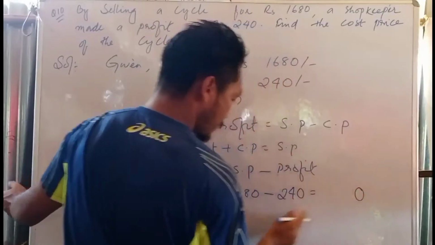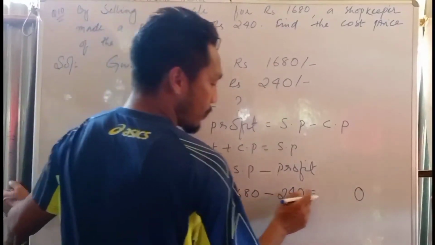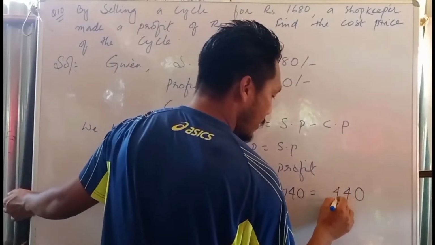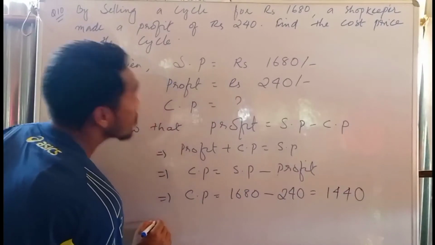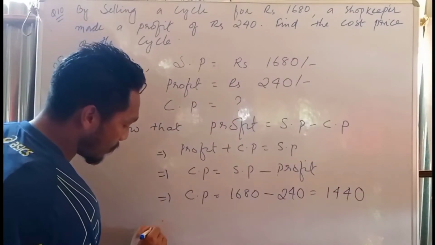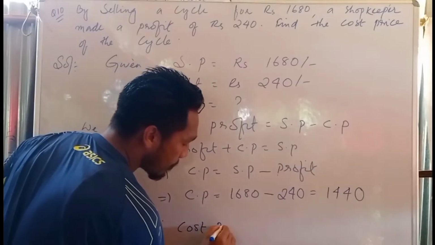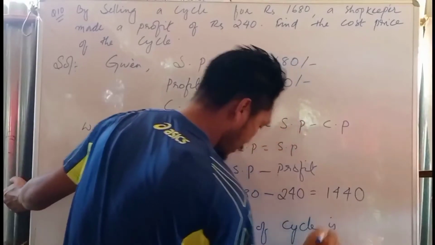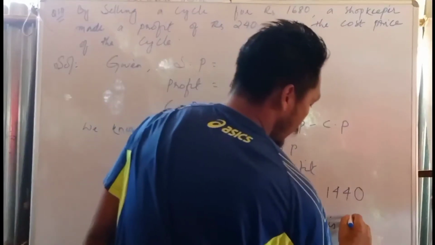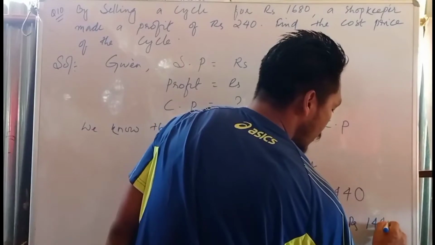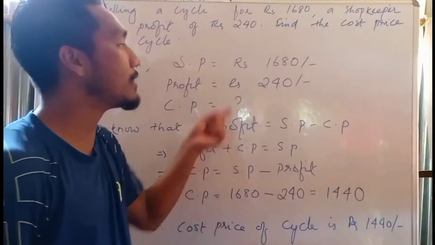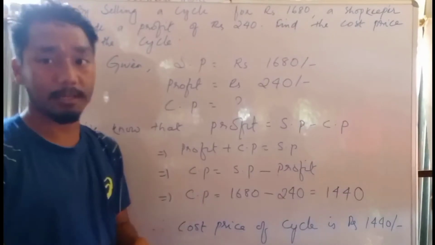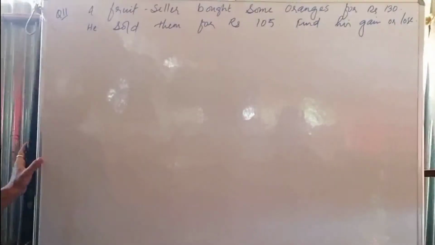8 minus 4 is 4. Now 6 minus 2 is 4 again, and 1. So how much is it? Therefore the cost price of the cycle is rupees 1440. He bought it for 1440 and then sold it for 1680.